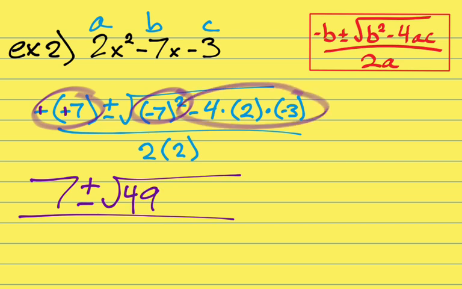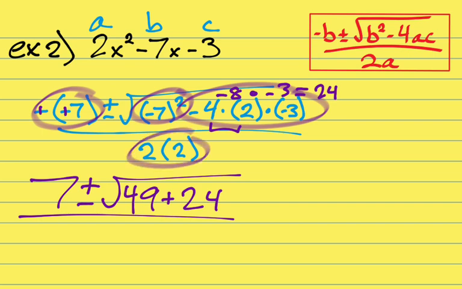And the negative 4 times 2 times negative 3 part requires us to multiply from left to right, starting with negative 4 times 2, which is negative 8. Then we multiply negative 8 by negative 3, which is positive 24. That positive 24 gets written down after the 49 underneath the radical sign. Lastly, we have that 2 times 2 in the denominator. That's going to give us 4. And now we're ready to simplify and get our final answer.